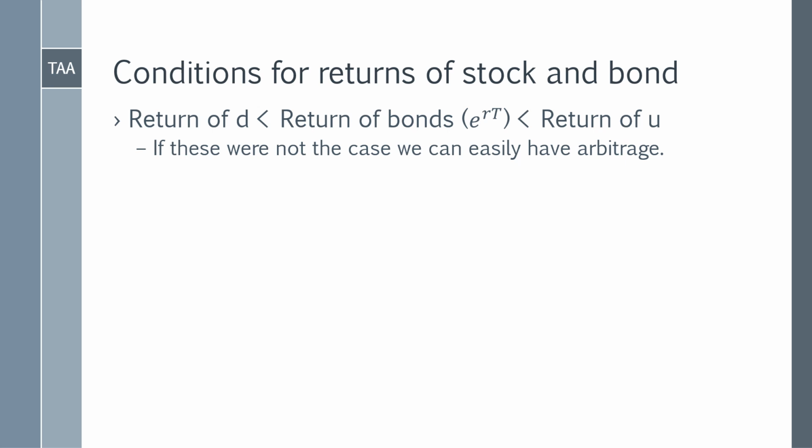Now, why is this the case? It's because of arbitrage. Again, if both the returns for the stock are lower than the bonds, what we could easily do is short the stock and then buy bonds, creating an arbitrage. Again, the flip side happens as well. If both returns for the stock are higher than the return of bonds, we can leverage the bonds to buy the stock, creating another arbitrage.